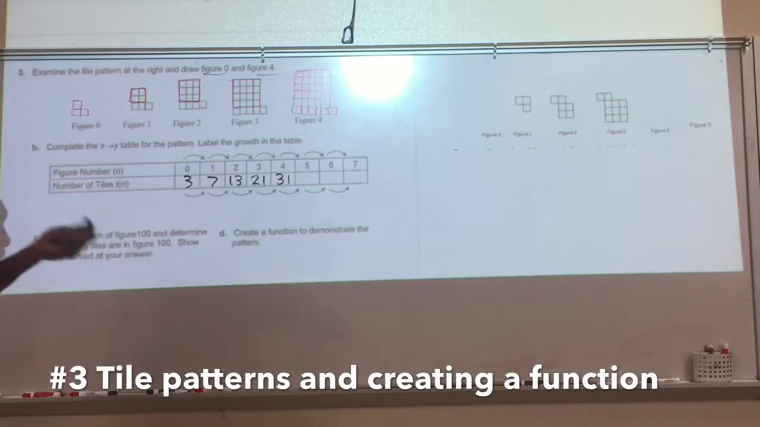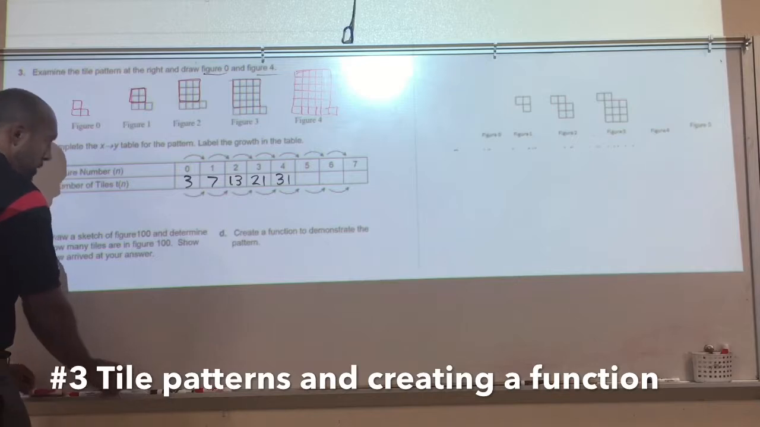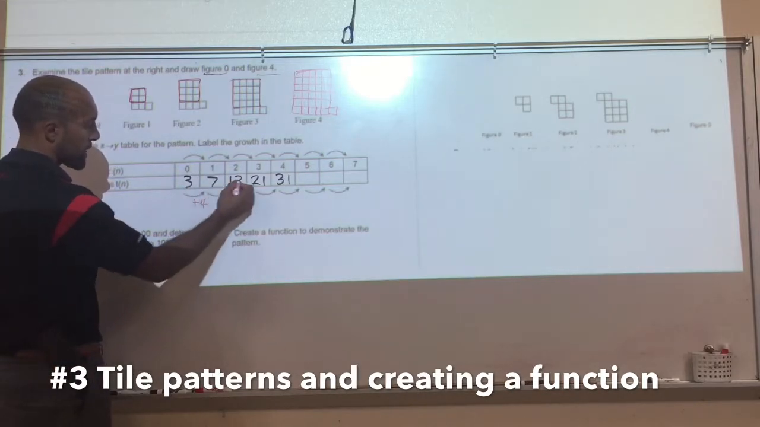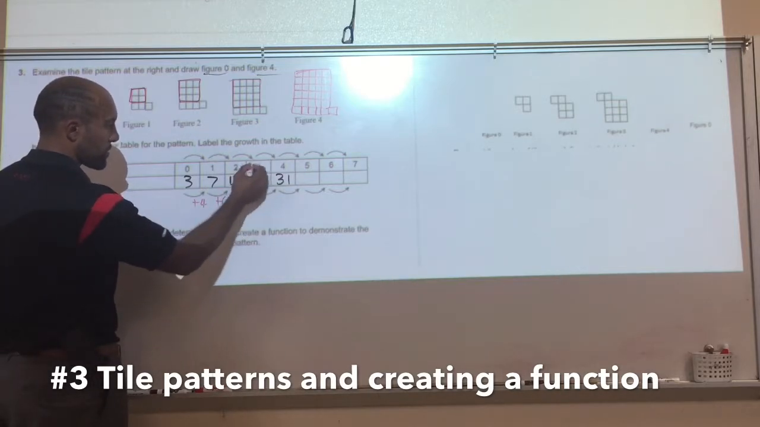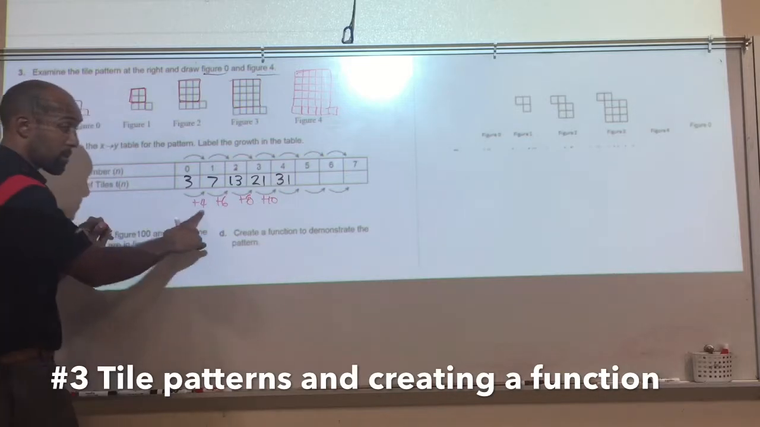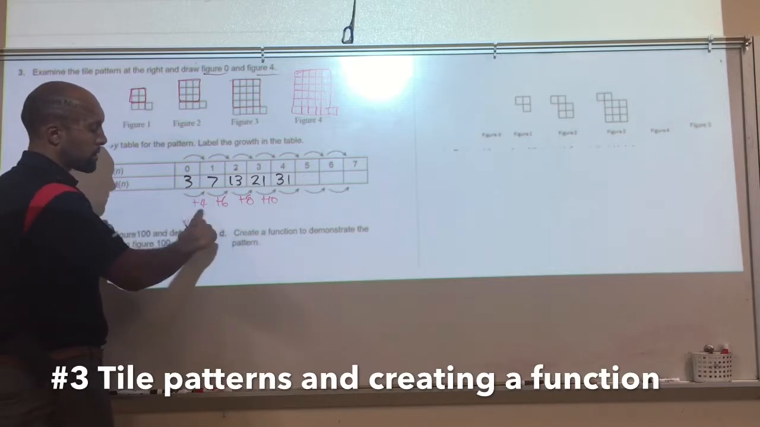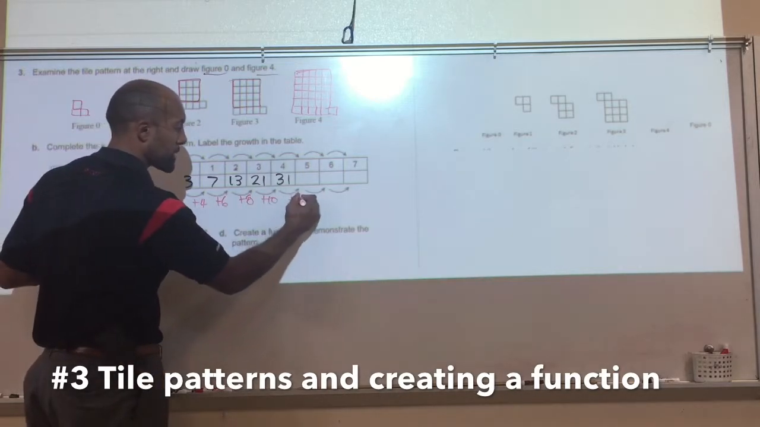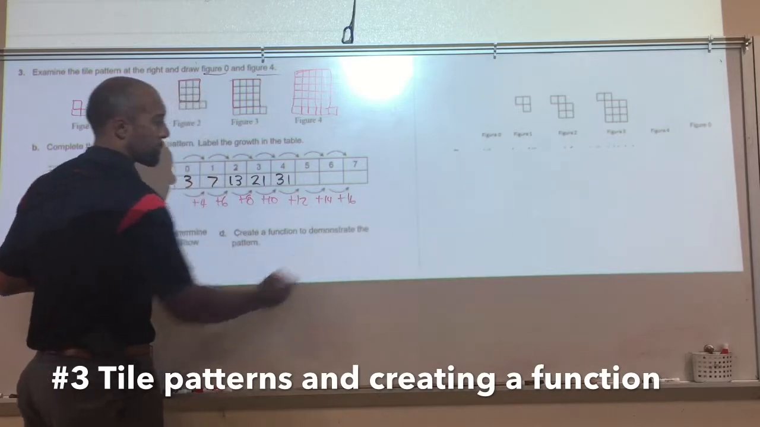So how do we figure out the rest? We don't have any figures to count, so we have to figure out the pattern. Going from 3 to 7, that's plus 4. 7 to 13, that's plus 6. Then from figure 2 to 3, that's plus 8. Then it's plus 10, and you start to see a pattern. How much we're adding increases, right? So it's plus 4, plus 6, plus 8, plus 10, so the next one must be plus 12, then plus 14, then plus 16.